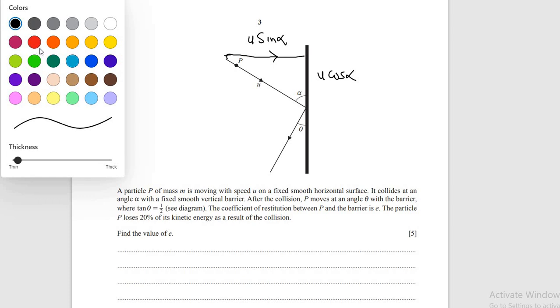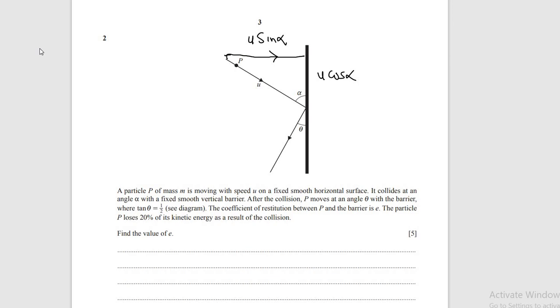After collision, P moves at an angle theta with the barrier where tan theta is half. Let's resolve that too. Opposite over hypotenuse. Toward parallel, this will give us v sine theta, and this is perpendicular to the wall. When we resolve it vertically, it's going to give us v cos theta.